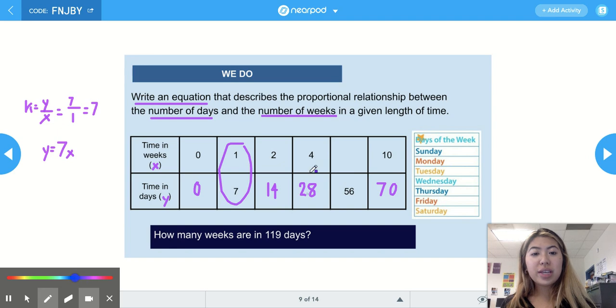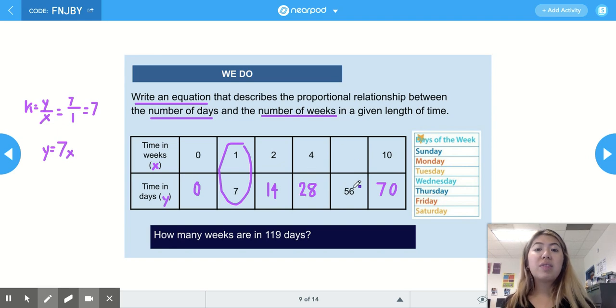So for this column right here, we're given that y is equal to 56, and we're trying to find our x. So when we know our x value and we're trying to solve for our y, we multiply. But if we know our y value and we're trying to solve for our x, we're going to have to do the opposite, which is dividing.